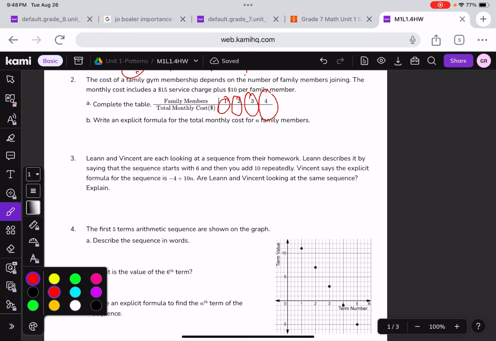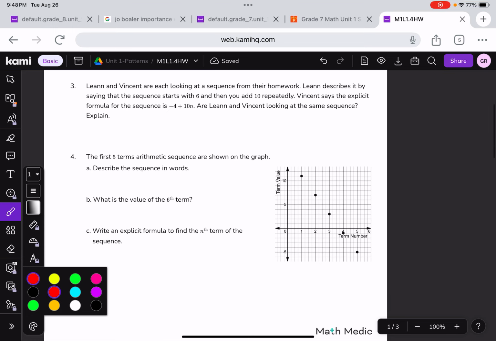All right, let's look at number 3. Leanne and Vincent are each looking at a sequence from their homework. Leanne describes it by saying the sequence starts with 6, and then you add 10 repeatedly. Vincent says the explicit formula for the sequence is -4 plus 10n. Are Leanne and Vincent looking at the same sequence? Explain. Well, here is the verbal description. It starts with 6, and then you add 10 repeatedly.